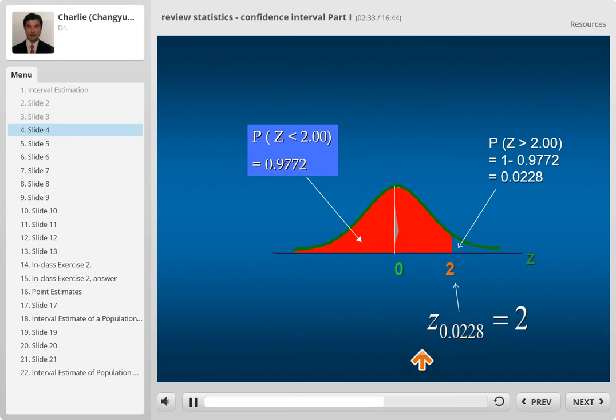The value of this z_0.0228 equals to 2, and that is the point. So basically, these two connect. Probability of z bigger than 2 equals to 0.0228. Another way to write it is z footnote 0.0228 equals to 2.